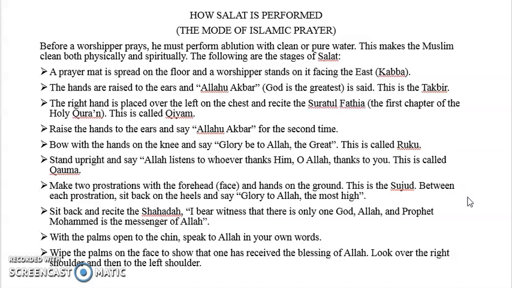After the sujud, the Muslim sits back and recites the Shahada. This is just a sample of the Shahada: I bear witness that there is only one God, that is Allah, and Prophet Muhammad is the messenger of Allah. Then, with the palms open to the chin, the Muslim speaks to Allah in his own words. Then the open palms are wiped on the face to show that the Muslim has received Allah's blessing. Then the Muslim looks over to the right shoulder and then to the left shoulder. Simply put, peace to the right, peace to the left.